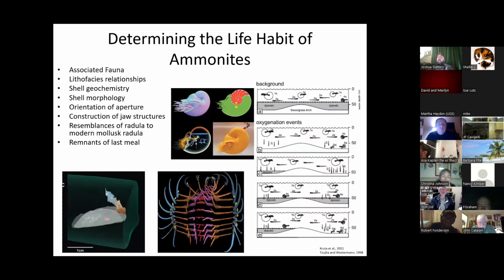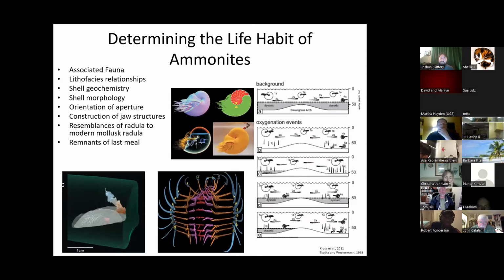But how do we interpret the life habit, the feeding ecology and the habitat of Ammonoids from the fossil record? Because typically all you find are just fossil shells. There are several ways that we can do that. One thing is looking at the associated fauna: what organisms co-occur with them.